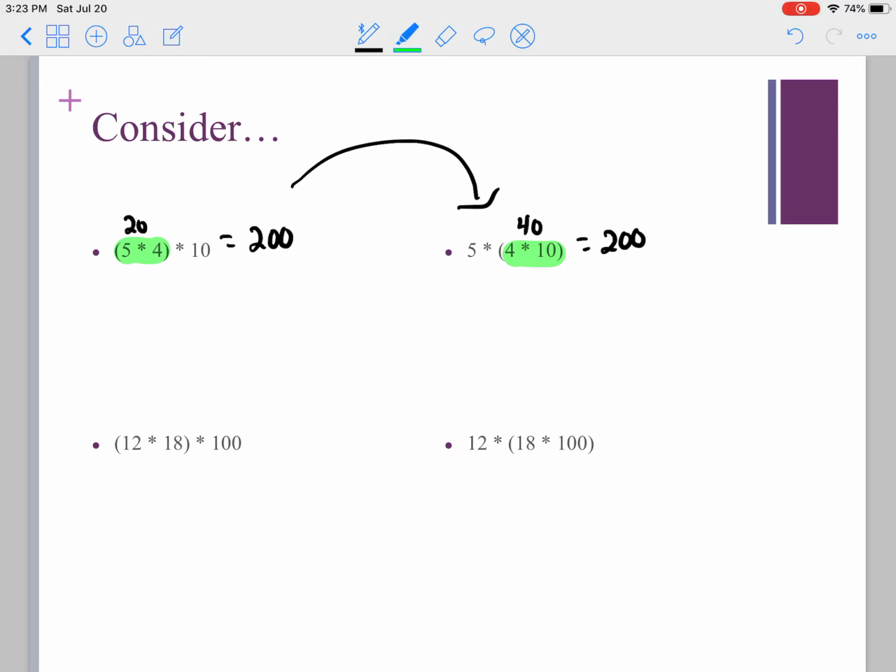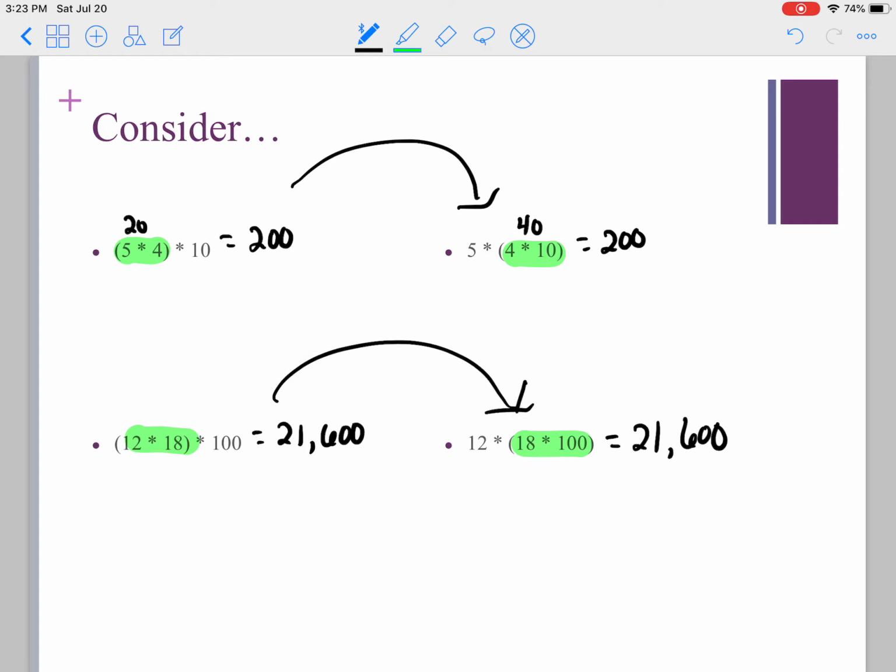So second example, 12 times 18 times 100 is equal to 21,600. 18 times 100 times 12 is also equal to 21,600. And so you may recall that there was a similar type of property with the properties of addition, and that property was the associative property.